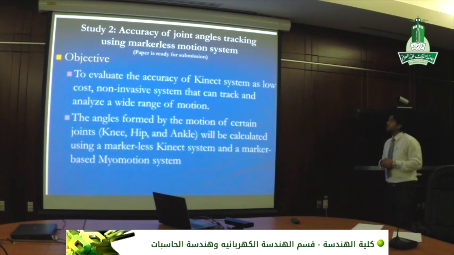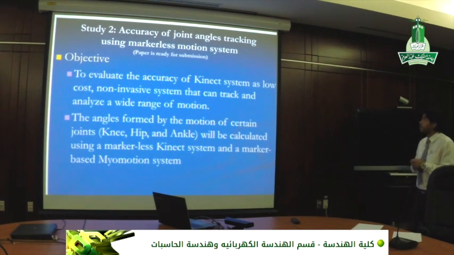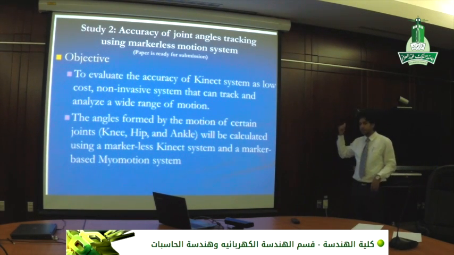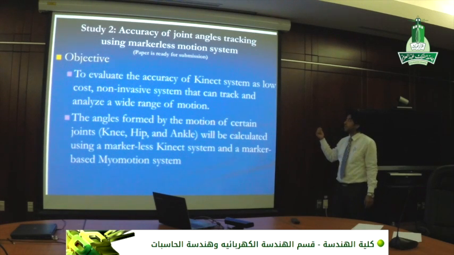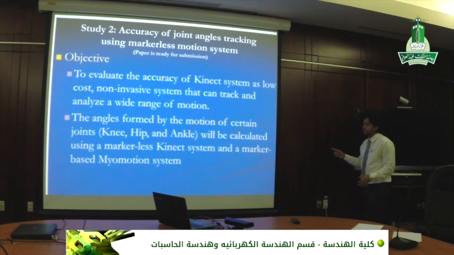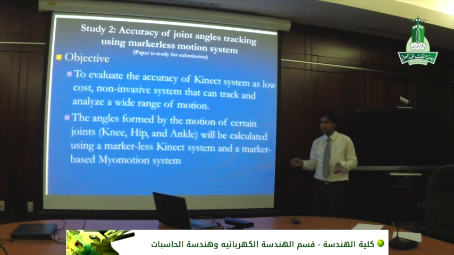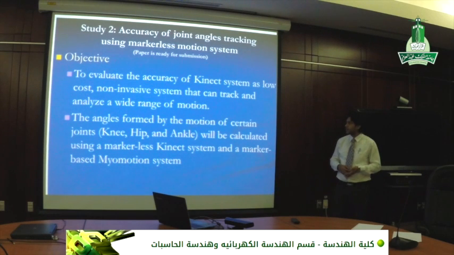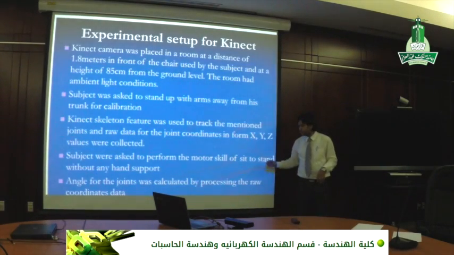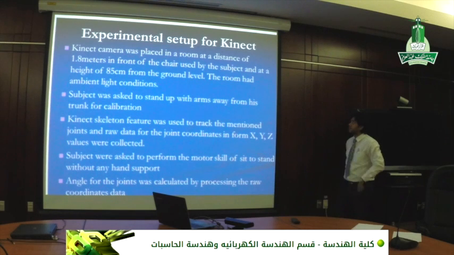Now, this is the second study that we conducted: accuracy of joint angle tracking using a markerless motion system. The study for the second paper is ready and for the journal submission. The objective was to evaluate the accuracy of the Kinect system as a low-cost, non-invasive system that can track and analyze a wide range of motion. The angles found by the motion of certain joints will be calculated using the markerless Kinect system and the Maya motion system that we have discussed earlier. The experiment setup for this study was different compared to the previous study.